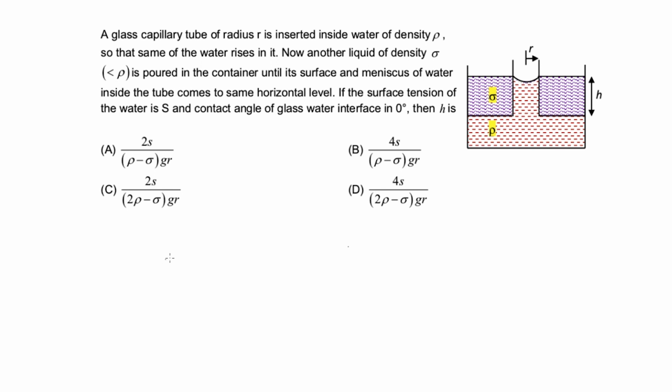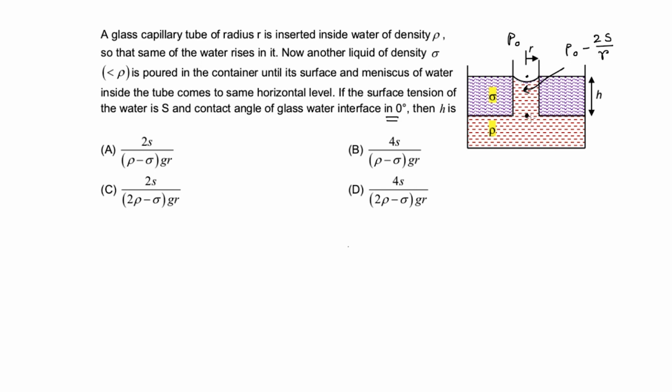Okay, so we can say that the outside pressure is atmospheric pressure P naught. As the meniscus is bulging inside, the pressure just inside this meniscus at this point must be less than P naught. So it is P naught minus 2S divided by r, as it is only one interface. I have taken the radius of the meniscus also to be r because the contact angle is 0 degrees.